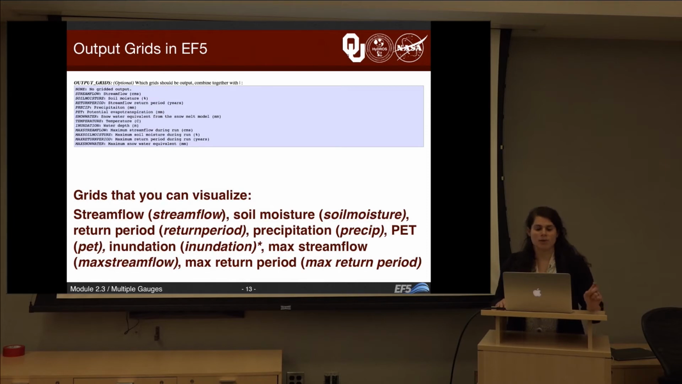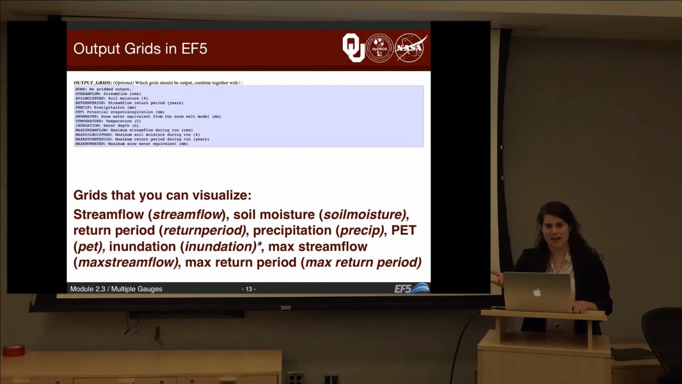For that, you would put OUTPUT_GRIDS equal to INUNDATION, which we just did, and then you would put an ampersand-style separator, a sign that looks like a vertical bar. It's on the same button as the backslash. All you have to do is press shift and backslash, and then you'll get the vertical bar sign. There are also many other grids that you can visualize that I put on this slide.